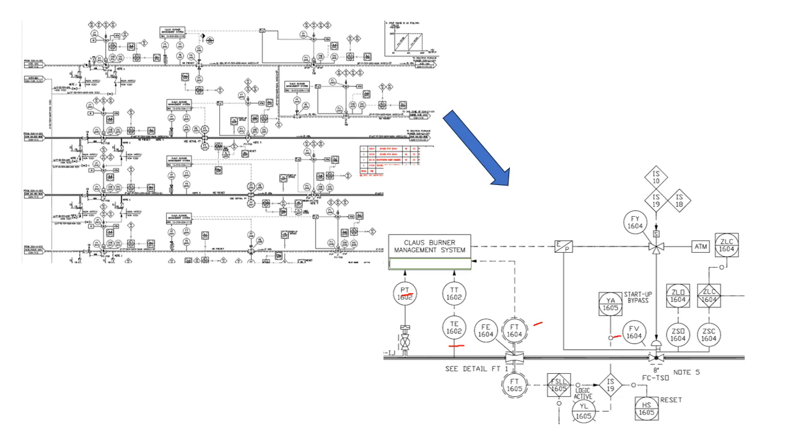FV, flow valve. HS, hand switch. FSLL, flow switch low low. ZSC and ZSO signify the position of the valve. So this is the on-off valve, and ZSO signifies the open position of the valve. So they are basically limit switches. ZSO signifies the valve is open, and ZSC signifies the valve is closed.